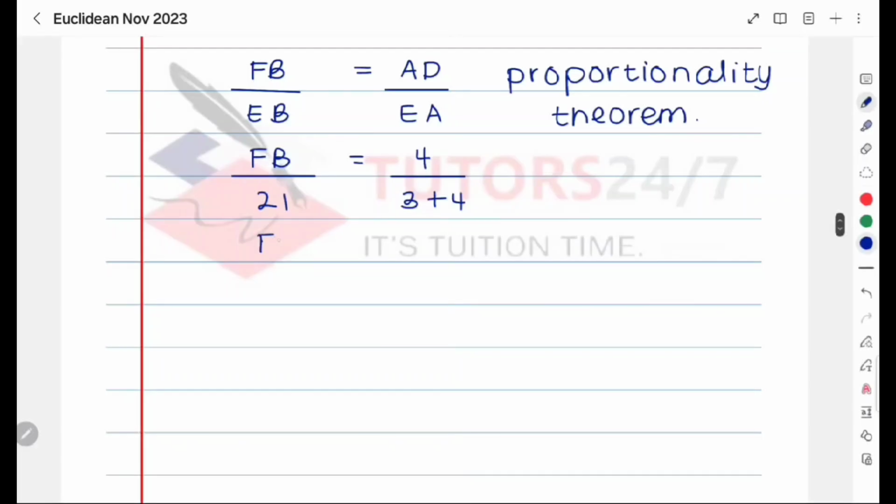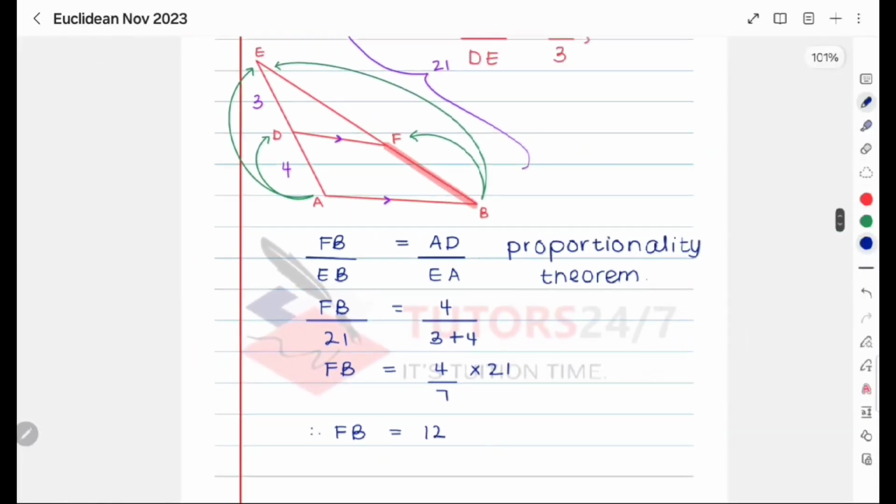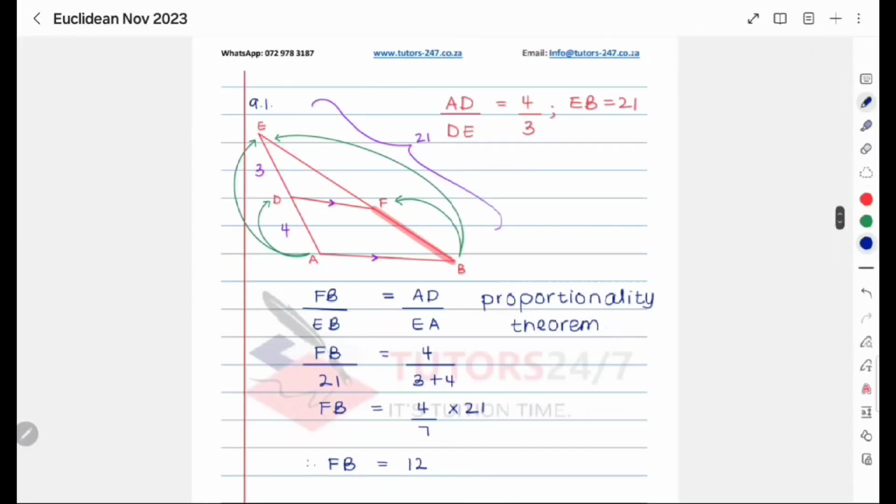From here, we can multiply both sides by 21, giving us 4 over 7 times 21. We can put this into our calculator, and we therefore have 12. So that is it. All we needed to do was identify that FB is a side on a triangle that we can use proportionality on. We identified a suitable ratio, substituted, and solved for FB.